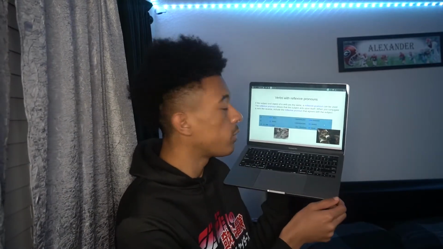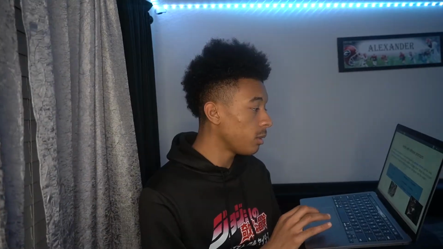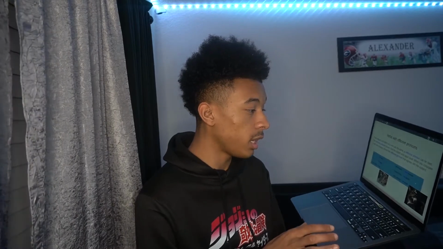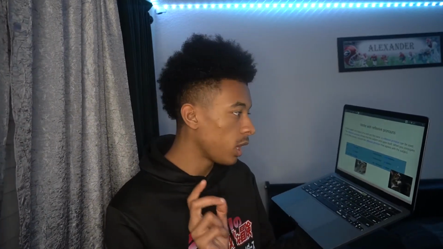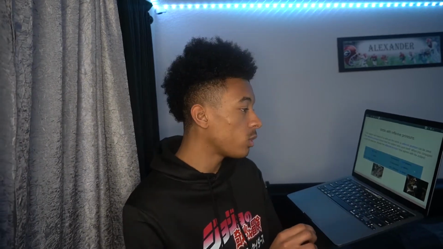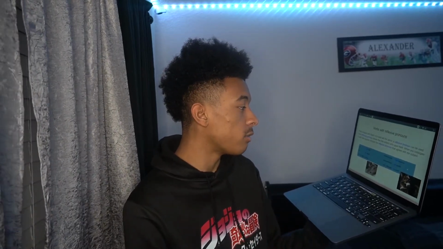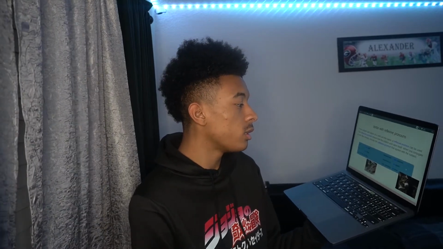Now, verbos reflexivos, meaning it's pretty much just one person doing one simple action. Now, if it's non-reflexive, then it's one person doing an action for another person. Now, verbs with reflexive pronouns. If the subject and object of the verb are the same, a reflexive pronoun can be used. The reflexive pronoun shows that the subject acts upon itself. When you conjugate a verb like lavarse, include the reflexive pronoun that agrees with the subject.